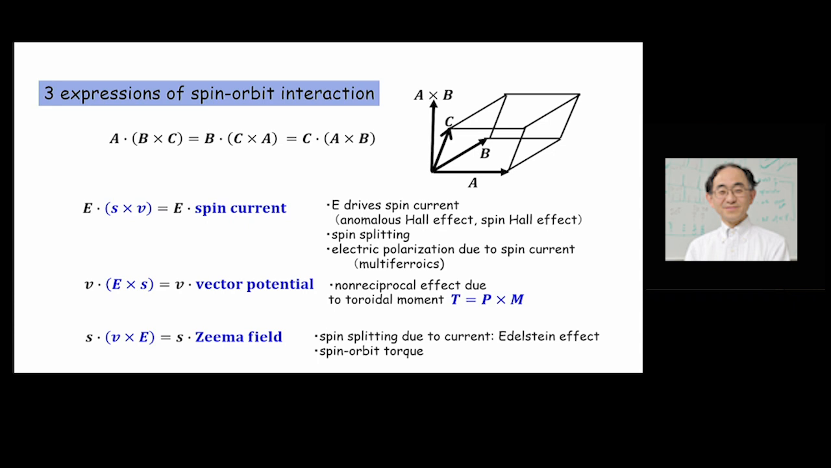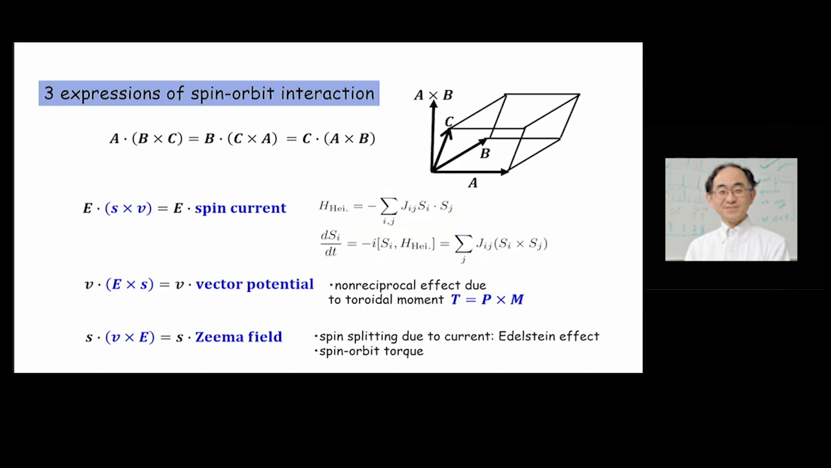And also, if you have a V cross E, then this velocity and polarization of the system corresponds to the Zeeman field. So this is the so-called Edelstein effect. So all the related spintronics functions of spin-orbit systems are understood in terms of this formula. Actually, that is my message.